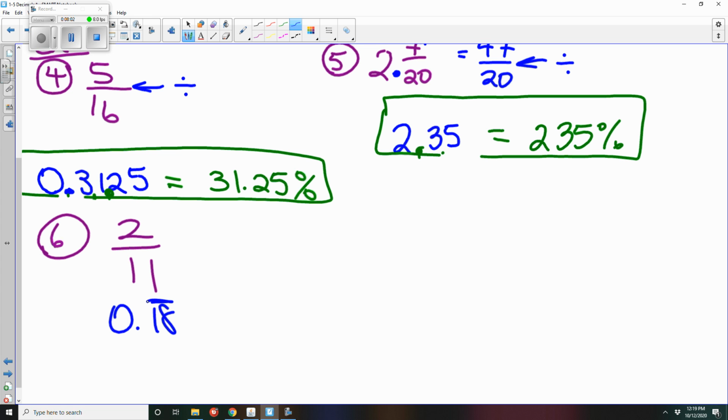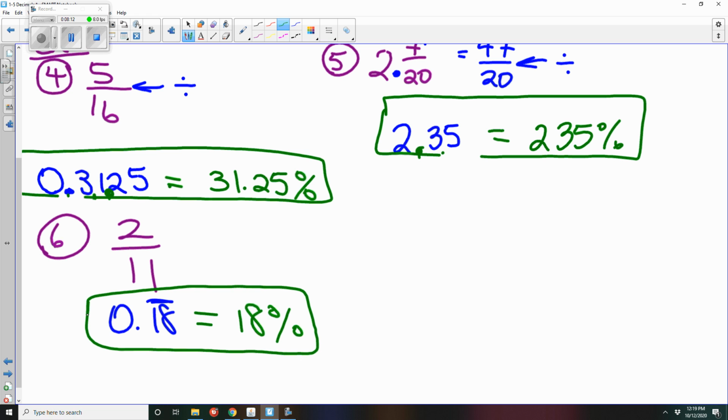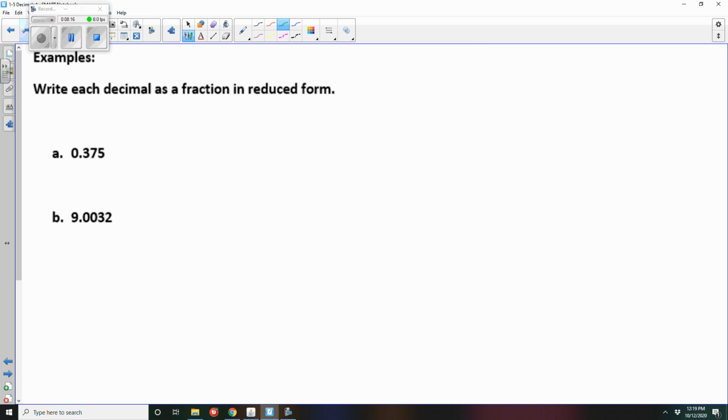Now to go to a percent, what is 0.18 as a percent? 18%. You got it. Awesome. So are we all good with these? All right. We have one next section here where it's to go from decimals to a fraction. So it says write each decimal as a fraction in reduced form.